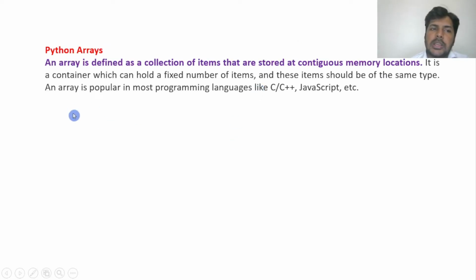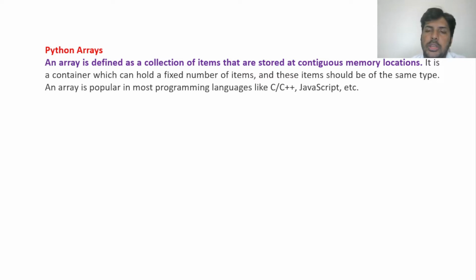An array is defined as a collection of items that are stored at contiguous memory locations. What do you mean by collection of items? Previously we used a variable like a is equal to 5, which stores only one item. But an array is a collection of items. If you want to store 5 items at a time, an array can do it. That's why it is called a collection of items. And it stores them in contiguous memory locations. Contiguous means in sequence, in order, continuous.